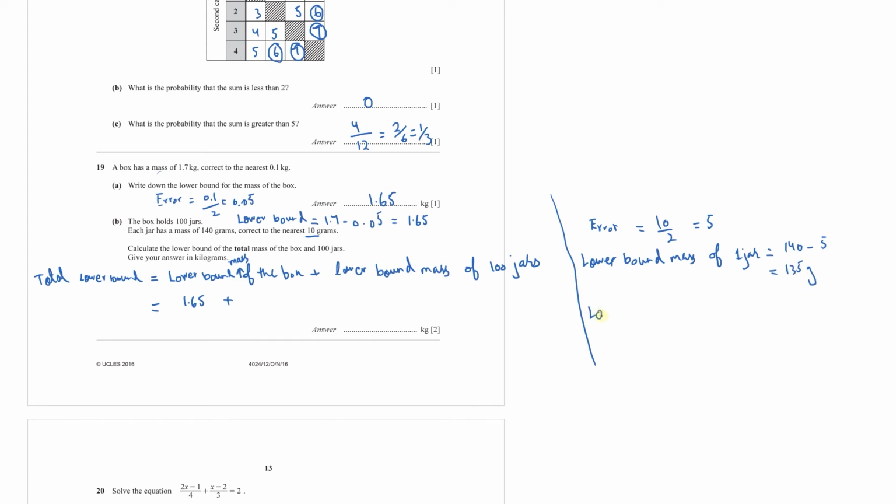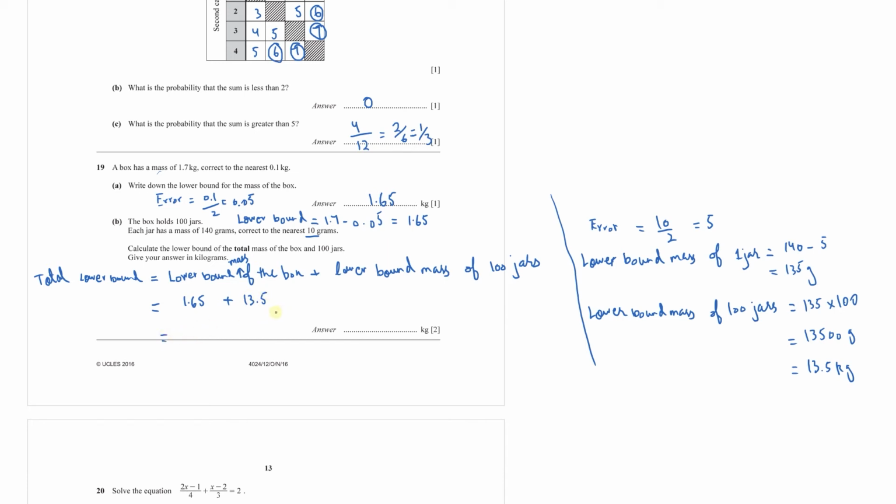And then lower bound mass of 100 jars would be equal to 135 multiplied by 100. So this gives you 13,500 grams. Since we are calculating in kg, I can convert this into kg. I'll get 13.5 kilograms. So my lower bound mass of 100 jars here that I need is 13.5.